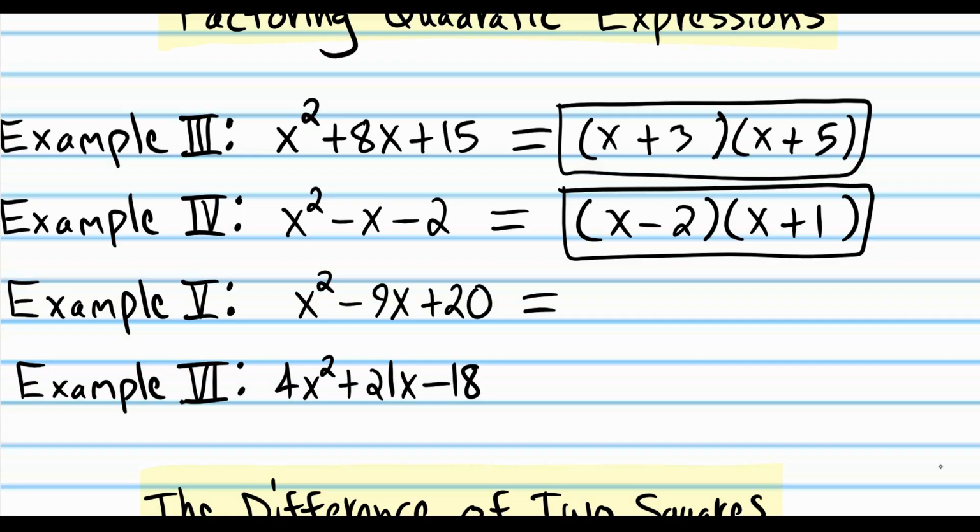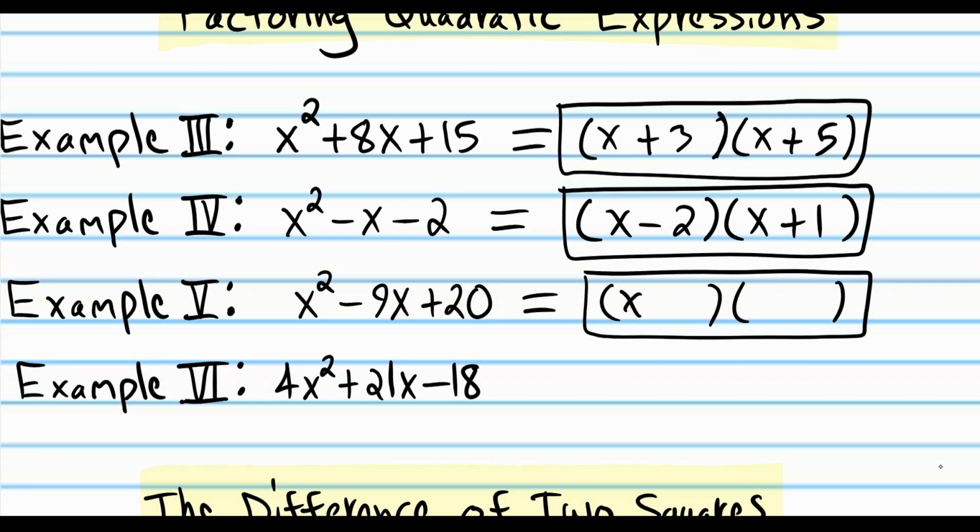Okay, try example 5. Again, you're going to write two sets of parentheses, and you're going to write an x and an x, and ask yourself, what are two numbers that multiply to 20 and add up to -9? Try example 5. When you come back, we'll do it together.